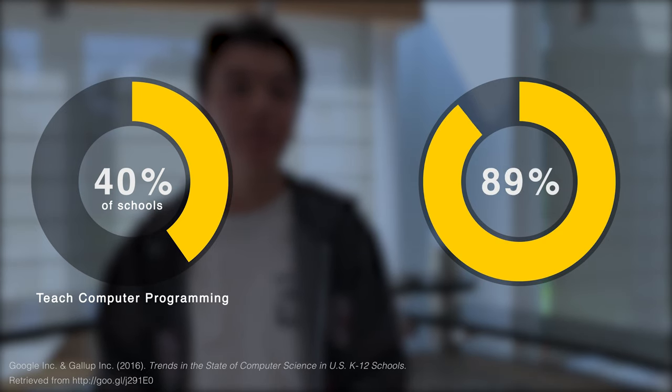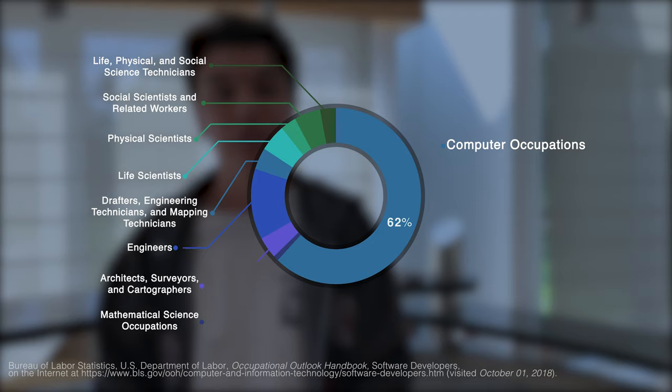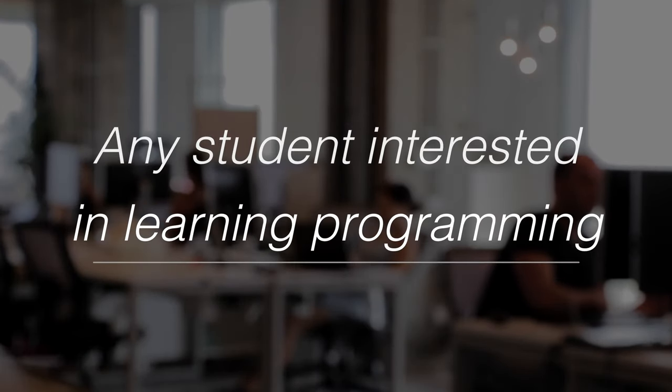The purpose of our app is to provide computer science education for students who are interested in learning the subject area but lack the proper resources to carry out their interest. In Florida, only 40% of schools actually teach computer programming, and a surprising 90% of parents actually want their kids to study the subject. Currently, job opportunities in the computer science field are growing at a tremendous rate, and demand for these jobs is increasing as well, including high-paying entry-level jobs. Additionally, computer science occupations make up over 60% of all STEM fields, making it one of the largest growing industries in the United States. Our intended audience is any student interested in learning programming, regardless of their socioeconomic background.